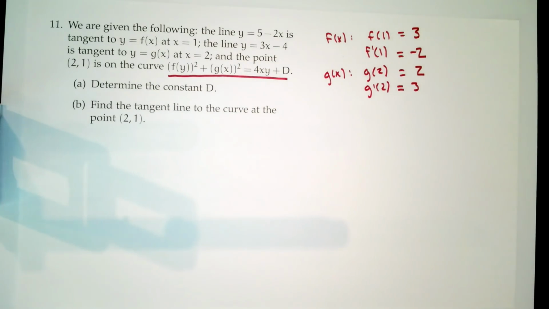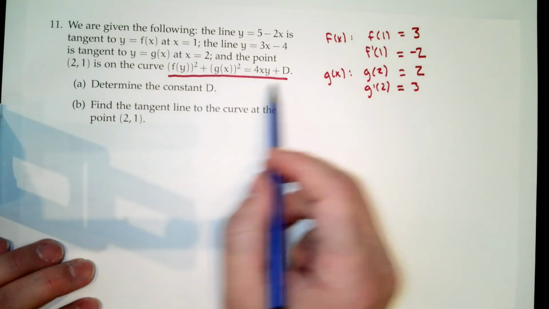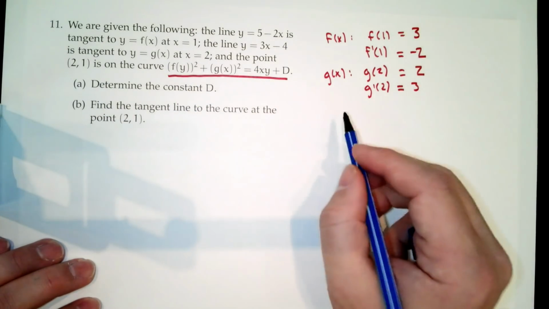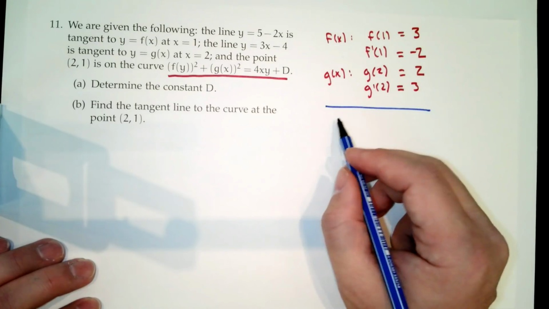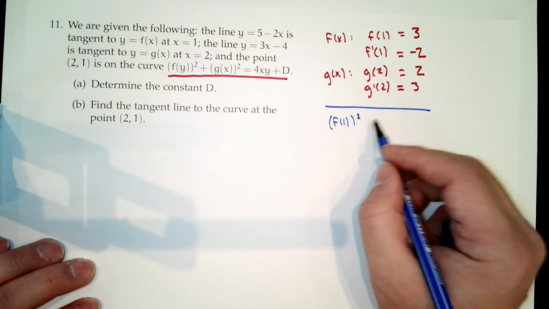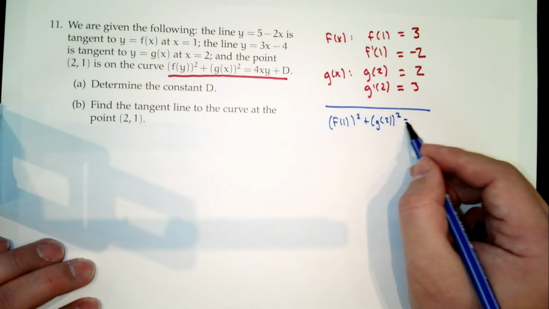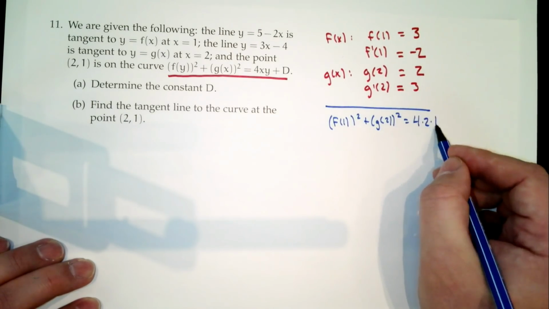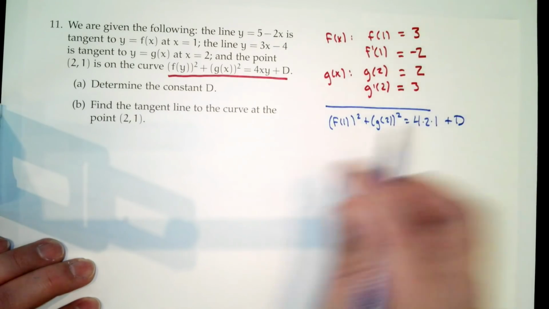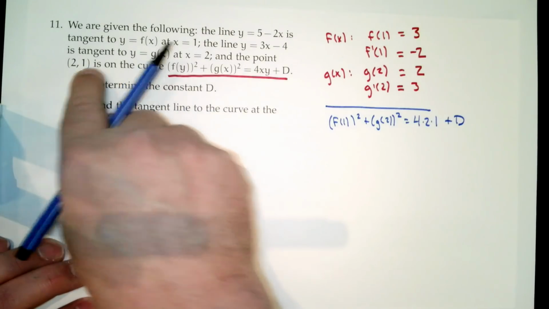All right, so let's start by answering part A. So for part A, I come in here and I say, well, 2 comma 1 is on this curve. So that says that f of 1 squared plus g of 2 squared equals 4 times 2 times 1 plus d. And what I did here is I put in x equals 2 and y equals 1.